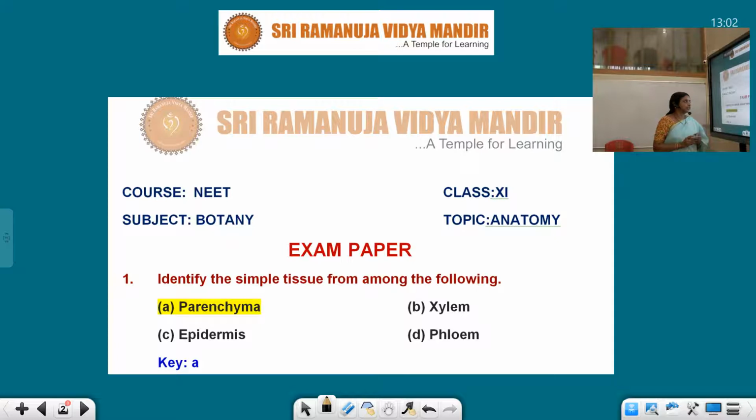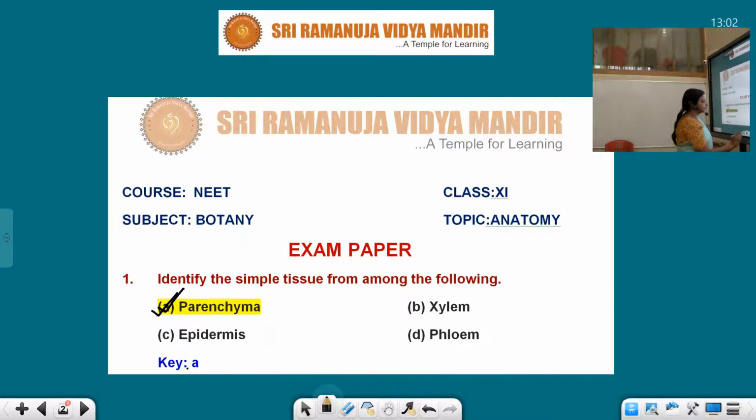So here the question is, identify the simple type of tissue, that is simple permanent tissue, from among the following. Four options are given here. In option A we can see parenchyma. The simple permanent tissues are parenchyma, collenchyma and sclerenchyma. But as collenchyma and sclerenchyma are not here, parenchyma is the right answer. So key is A, answer is A.